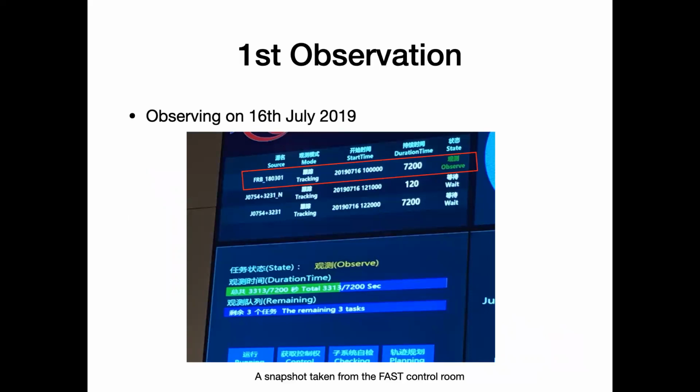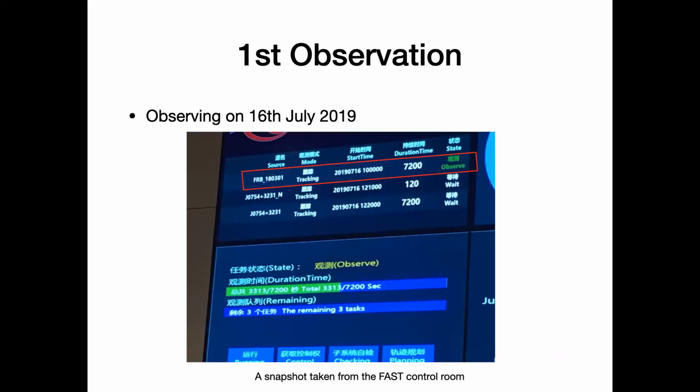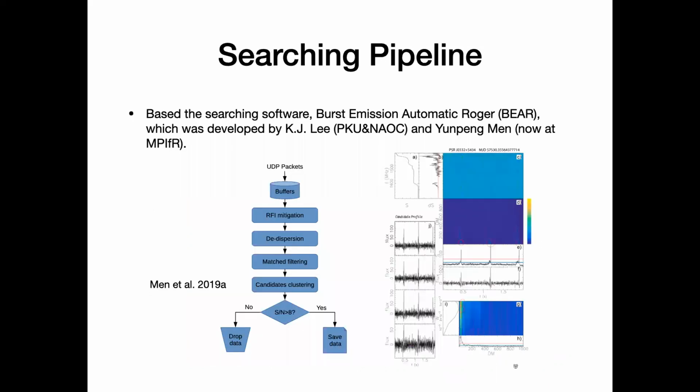Here's a snapshot I took in the FAST control room. And don't worry, I didn't cause any radio frequency interference because the control room is totally radio blocked. After the first observation, we downloaded the data from the backend to do data reduction.